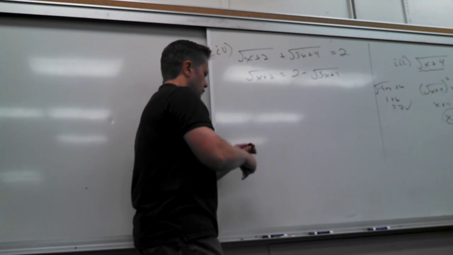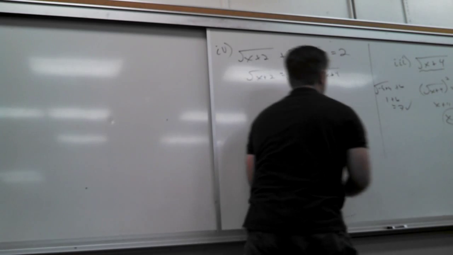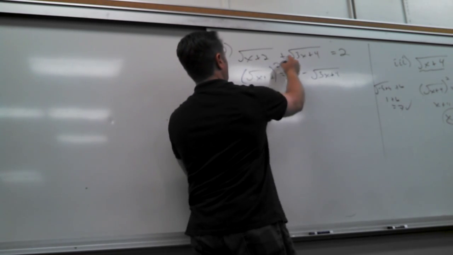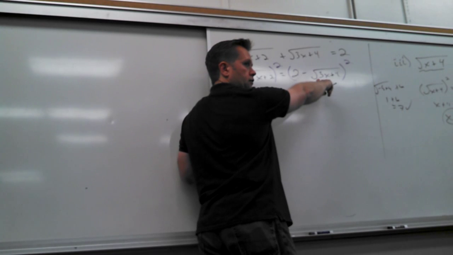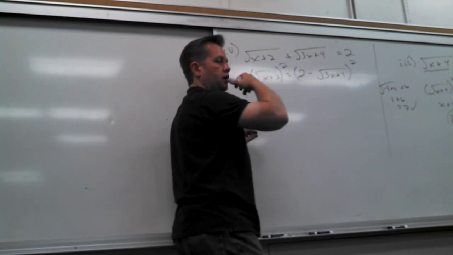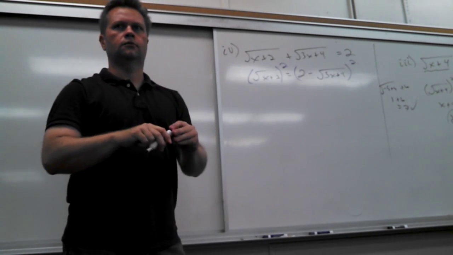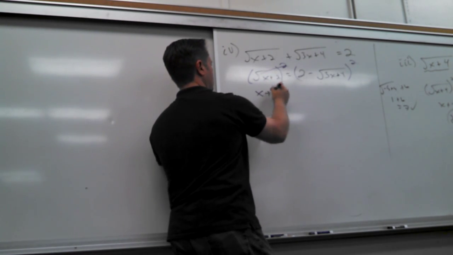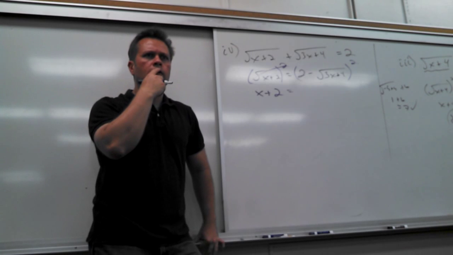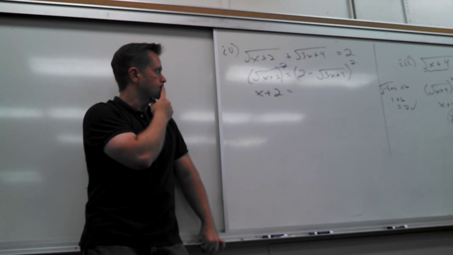So what do I do to both sides right now? Square. So over here I'm going to have to do what? FOIL. Yeah, you can't just square each piece. Okay. So I'll do this side. Okay, do my half. You guys done?